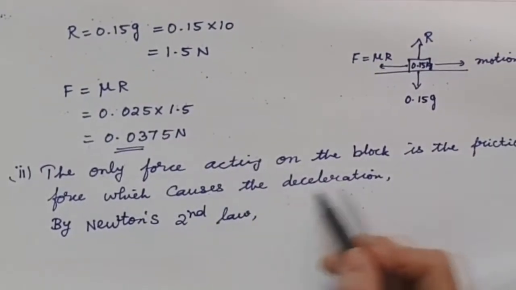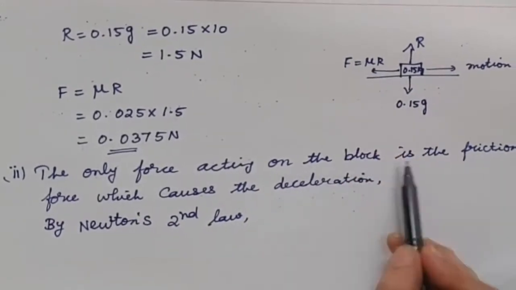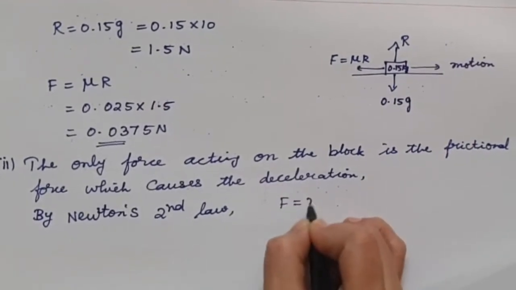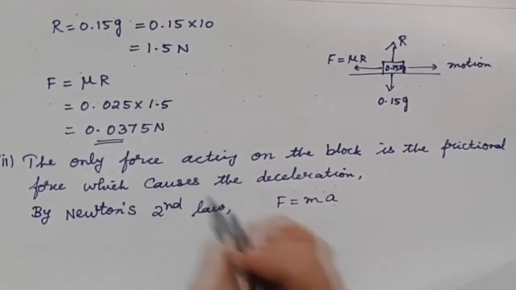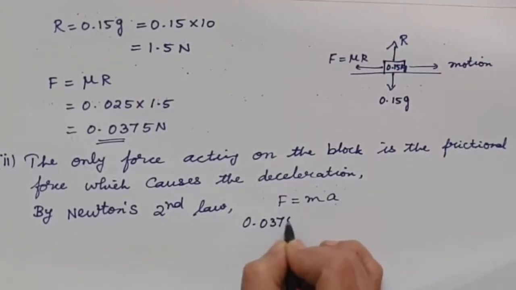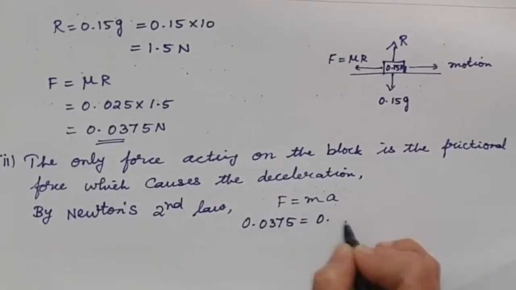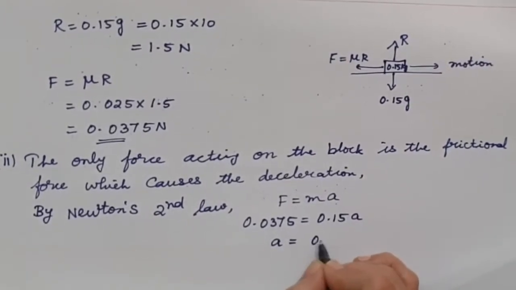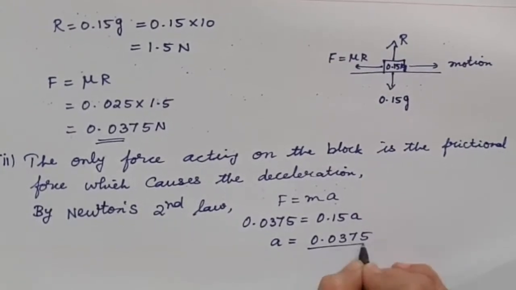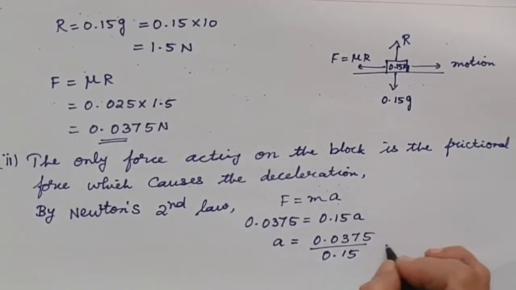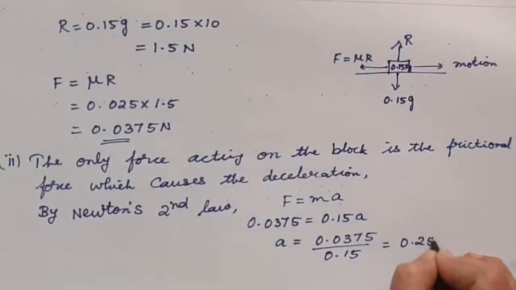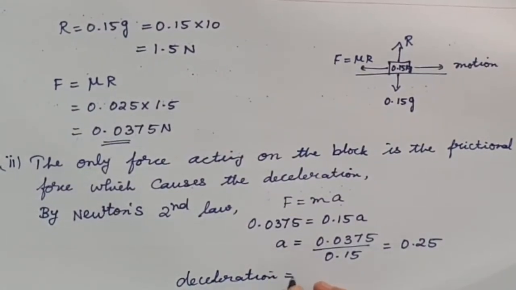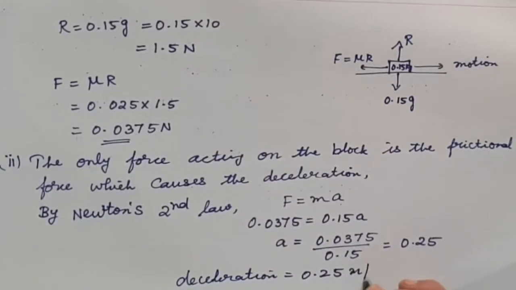The only force acting on the block is the frictional force, which causes the deceleration. By Newton's second law, F equals ma, and our F we have already calculated. It is 0.0375, which will be equal to m times a, where the value for m is 0.15. So a will be equal to 0.0375 divided by 0.15, which is 0.25. That means the deceleration will be equal to 0.25 meter per second squared.